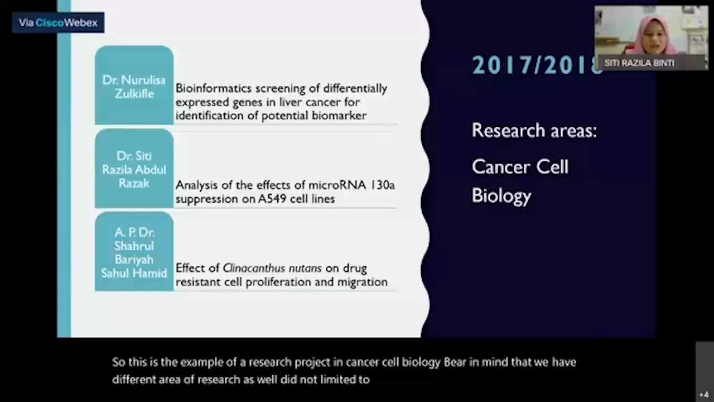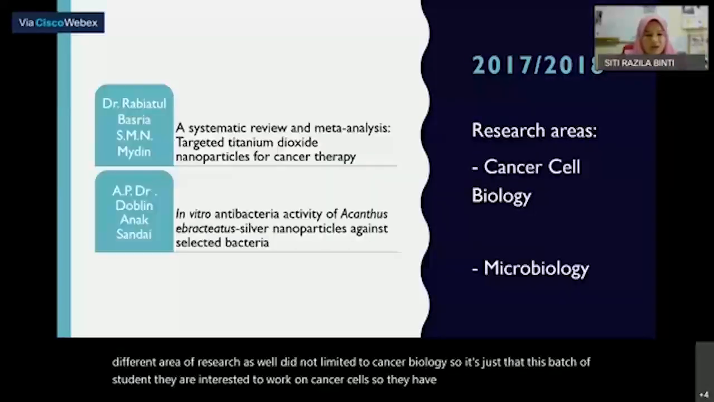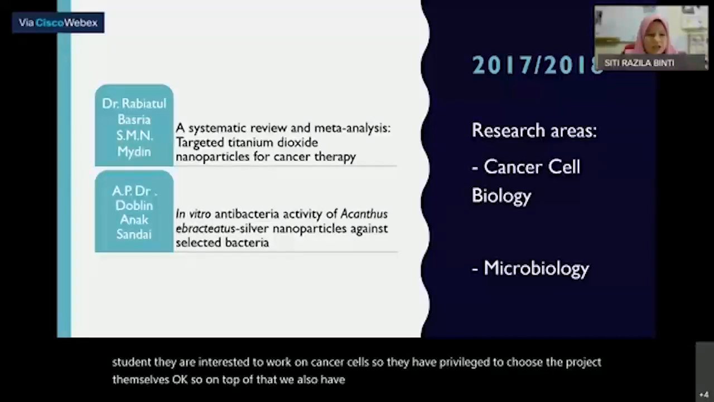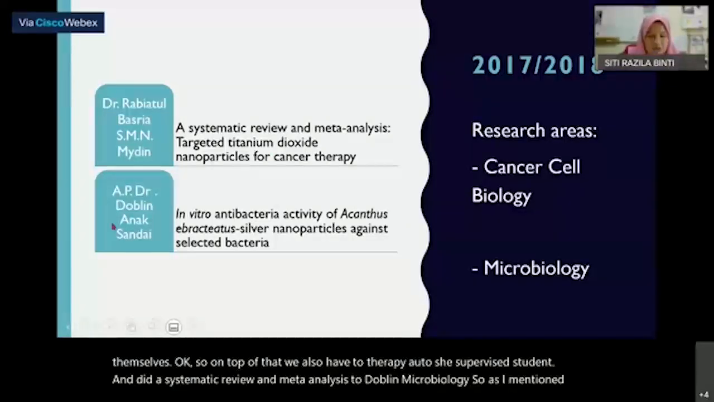So it's just that this batch of students are interested to work on cancer cells, so they have the privilege to choose the project themselves. Okay, so on top of that, we also have Dr. Rabiato. She supervised students and did a systematic review and meta-analysis. Dr. Doblin, microbiologist. Okay, so as I mentioned, we are not limited to cancer cell biology only.